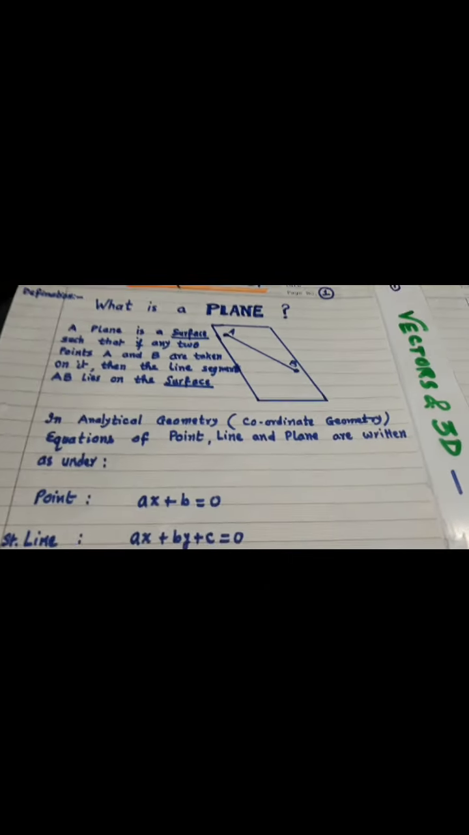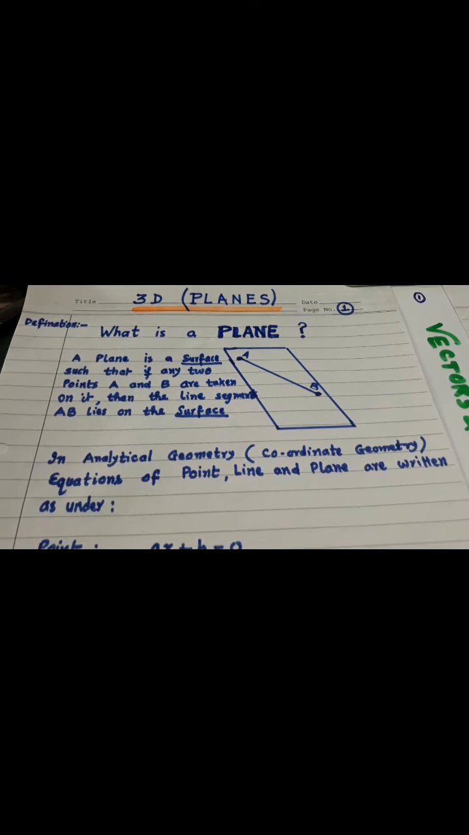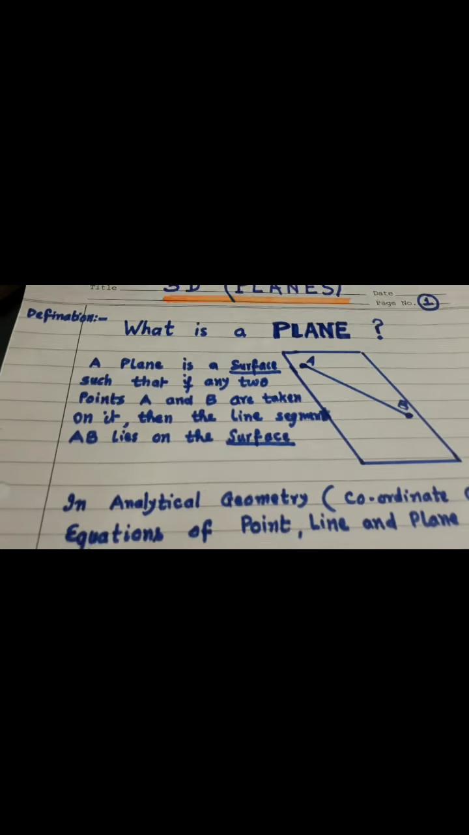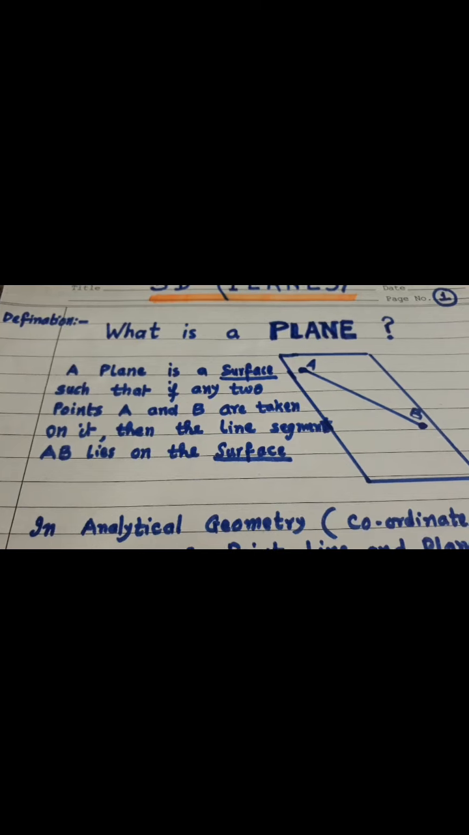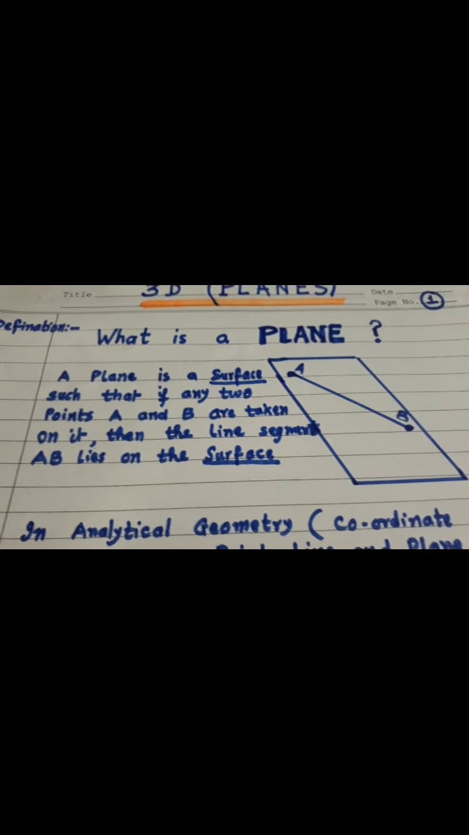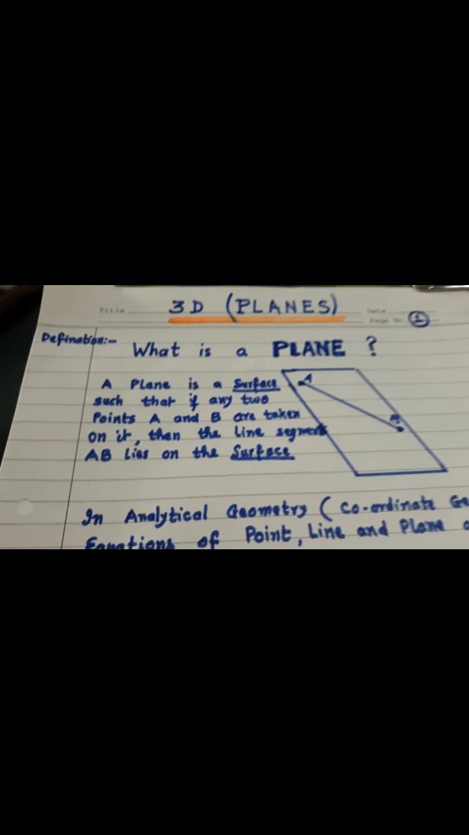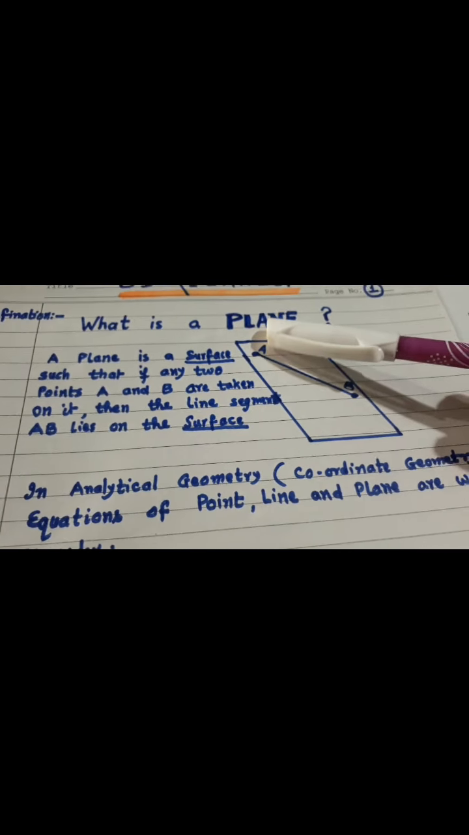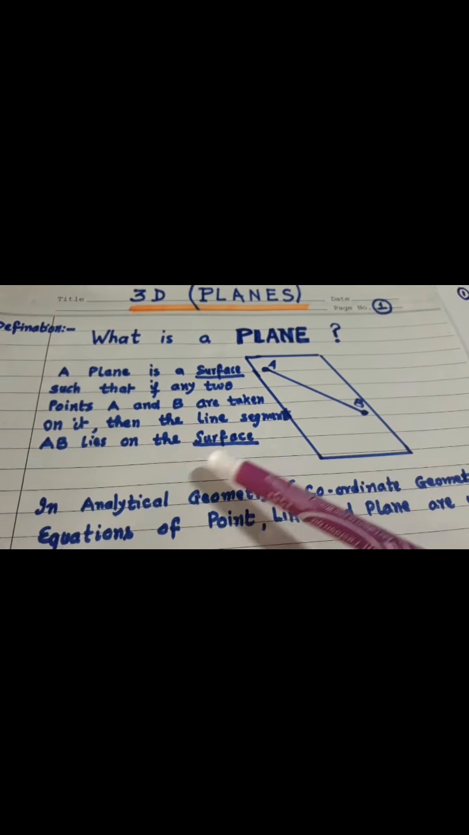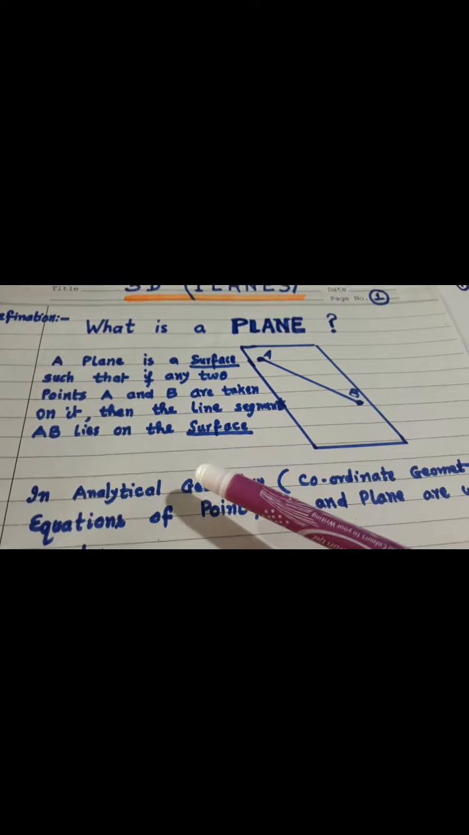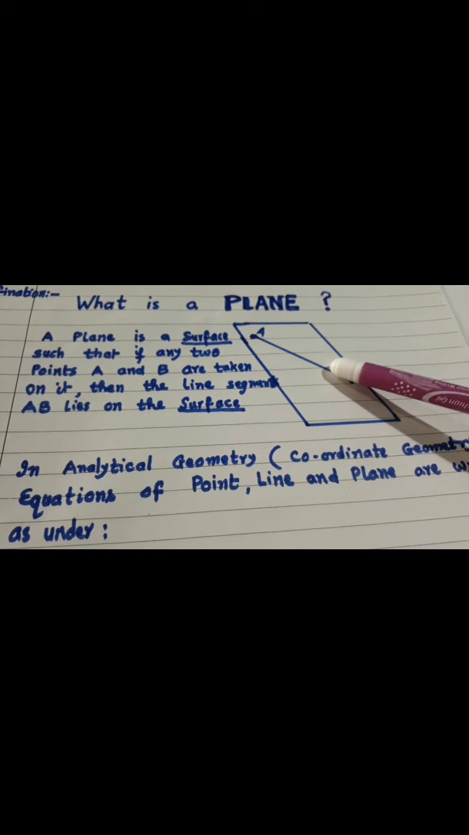Hello dear friends, I am Rajendra Jatana. I have come with my notes on the plane. What is a plane? A plane is a surface such that if any 2 points A and B are taken on it, then the line segment AB lies on the surface. Look here, this is lying on the surface.